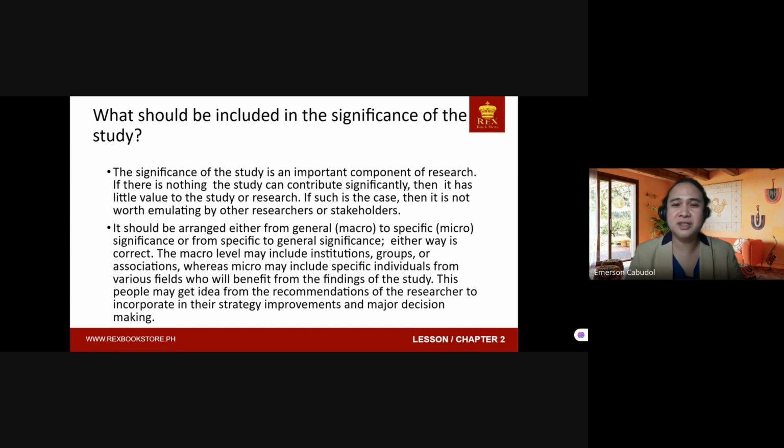On its micro significance, specifically, store managers can use the results to assess the program's impact on their team and make data-driven decisions about resource allocation and training strategies. The improved customer service skills of individual employees could lead to increased job satisfaction and performance, as well as better customer reviews. The research may offer insights that will help training program developers improve customer service training and measure training effectiveness.